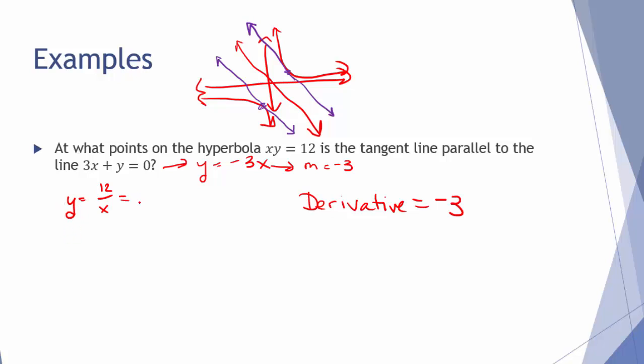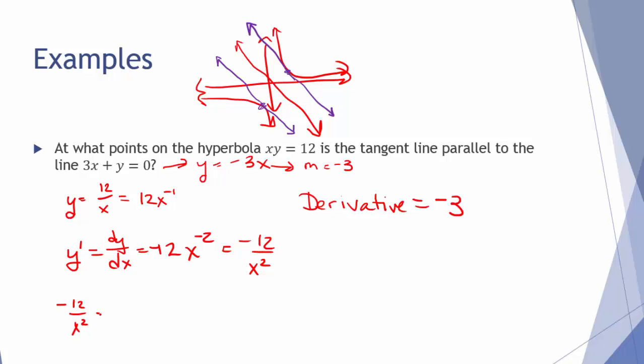So first let's find the derivative. Keep in mind that 12 over x, you could use quotient rule, it would not be wrong, but I'm going to choose to first rewrite as 12 times x to the negative 1. So the derivative, y prime or dy dx, is negative 12 x to the negative 1 minus 1, which is negative 2, also known as negative 12 over x squared. So where is this derivative equal to negative 3? So I take negative 12 over x squared and set it equal to negative 3.